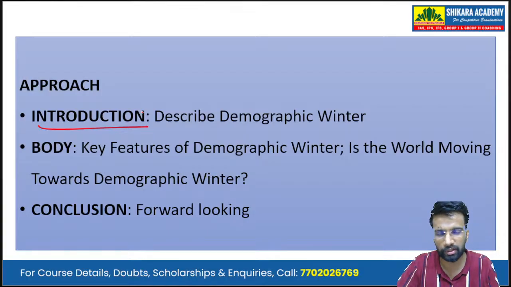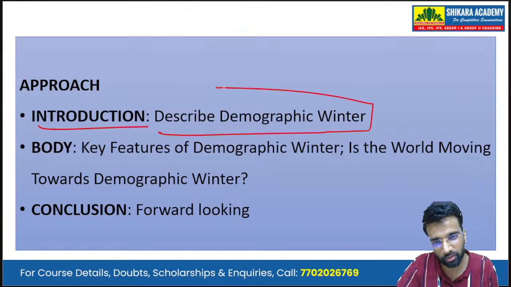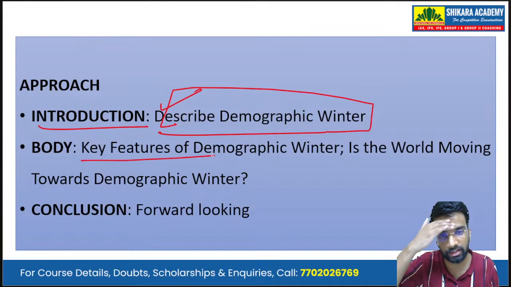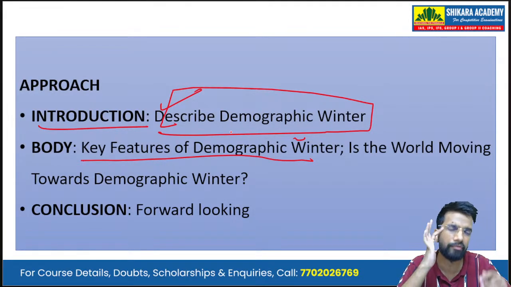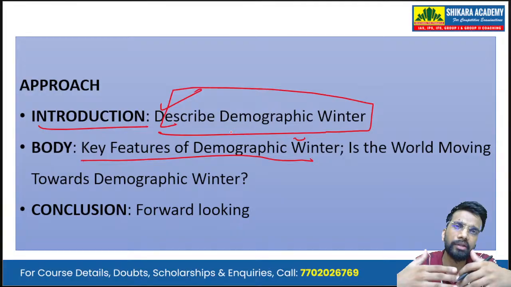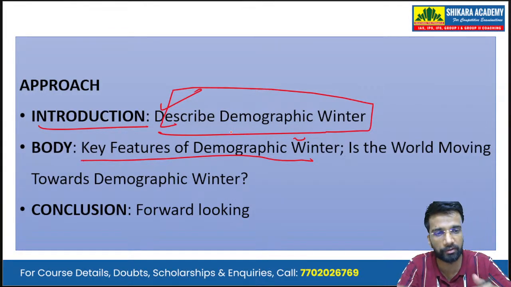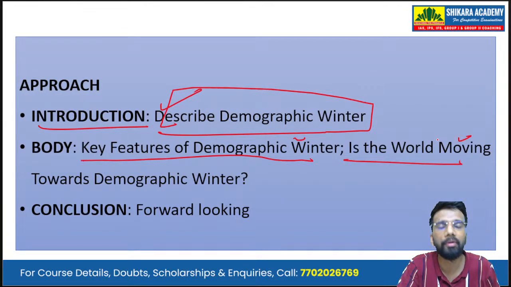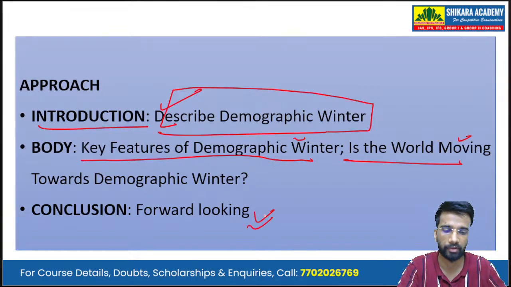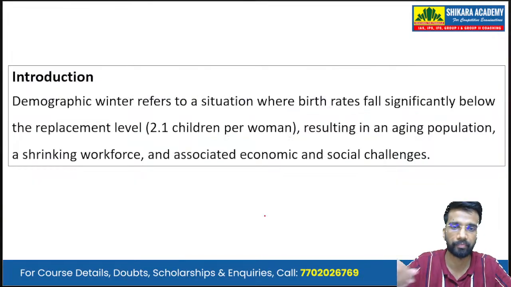Then in the introduction, because it is a direct question talking about demographic winter, we will be describing the demographic winter. Then in the body, we write the key features of a demographic winter, because we have to elaborate whether the world is moving towards a demographic winter. So before that, we have to highlight what the key features of a demographic winter are. Then only can we make a guess, or conclude whether the world is moving towards the demographic winter. And then we write a conclusion, that is a forward looking conclusion, a way forward.